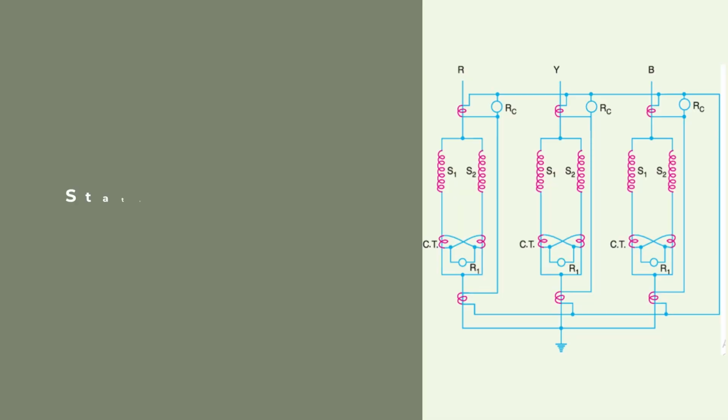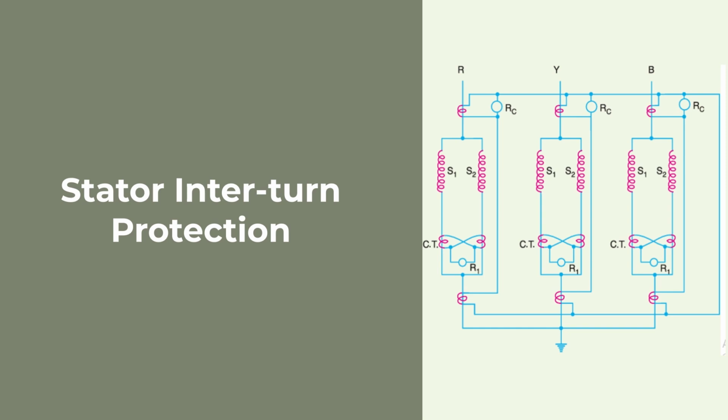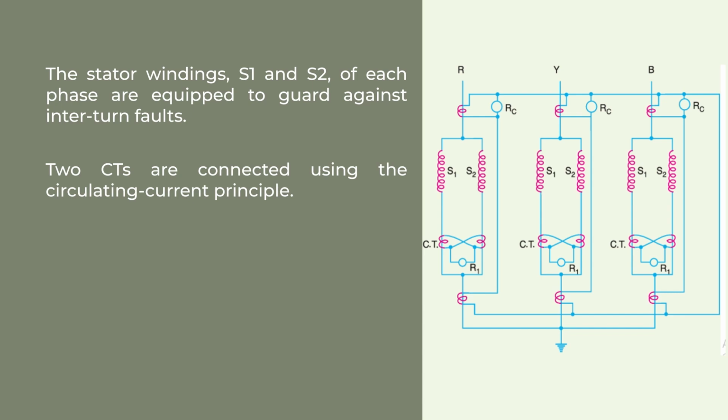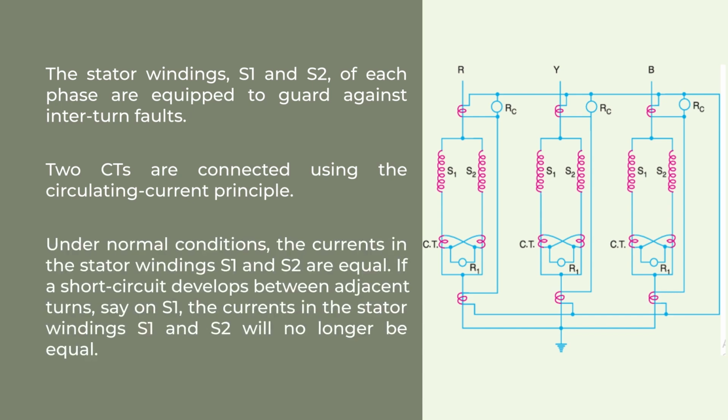This results in another modification in the protection of the differential relay. The figure shows the schematic arrangement of circulating current and interturn protection in a three-phase double wound generator. The stator winding split into S1 and S2 of each phase are equipped to guard against interturn fault. Two current transformers, CTs, are connected using the circulating current principle. Under normal operating condition, the currents in the stator windings S1 and S2 are equal.